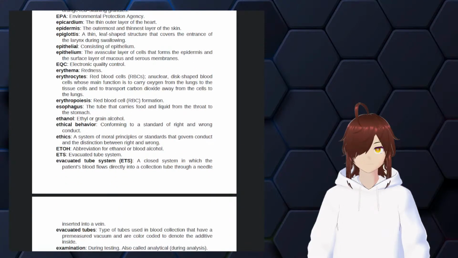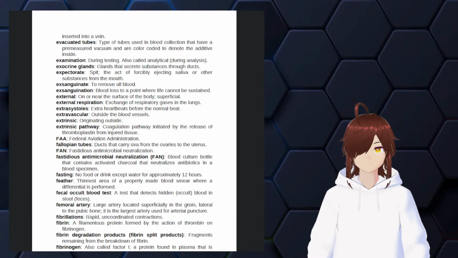abbreviation for ethanol or blood alcohol. ETS, evacuated tube system. Evacuated tube system, ETS, a closed system in which the patient's blood flows directly into a collection tube through a needle inserted into a vein. Evacuated tubes, type of tubes used for blood collection that have a pre-measured vacuum and are color-coded to denote the additive inside.